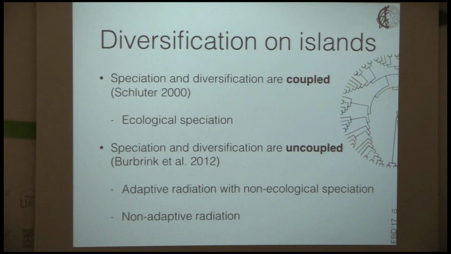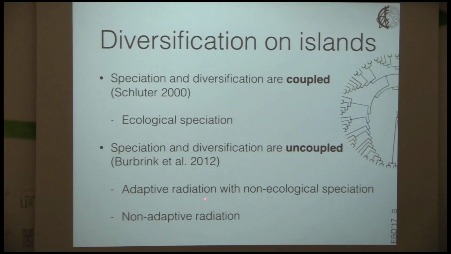That's a proposal by Schluter and collaborators, saying that there's a link between diversification and speciation, so speciation is mostly due to ecological speciation. But the thing is that we may also have diversification, like ecophenotypic diversification, that is not related with speciation at all.